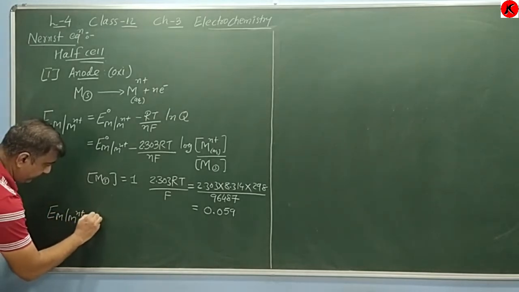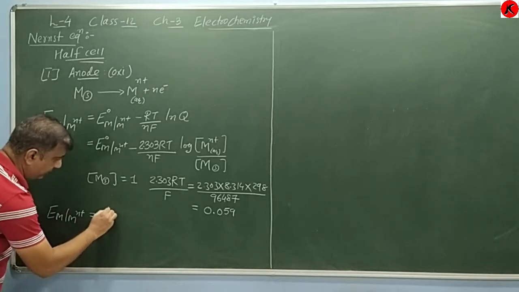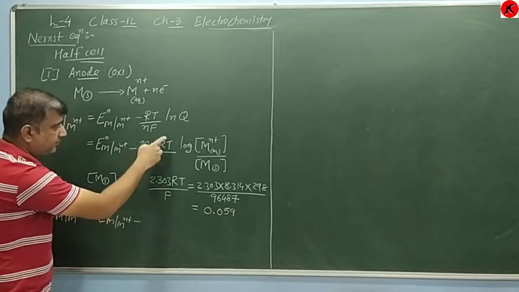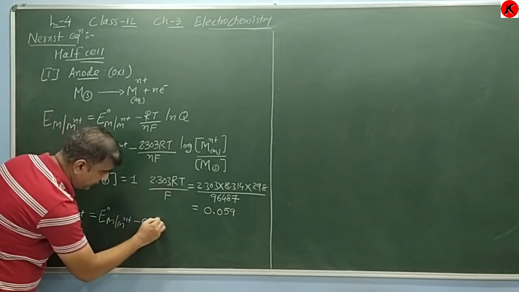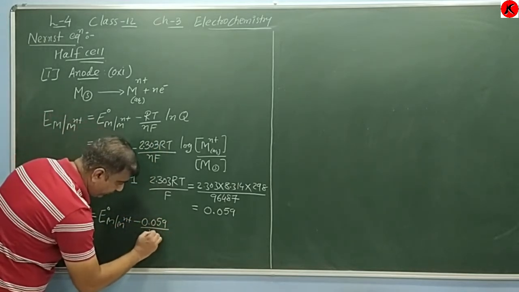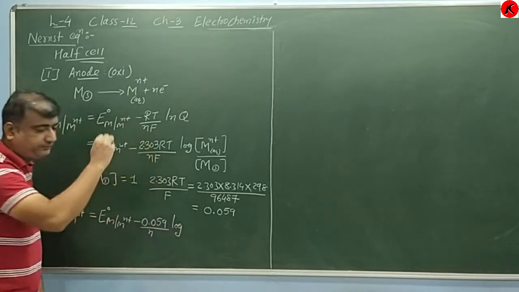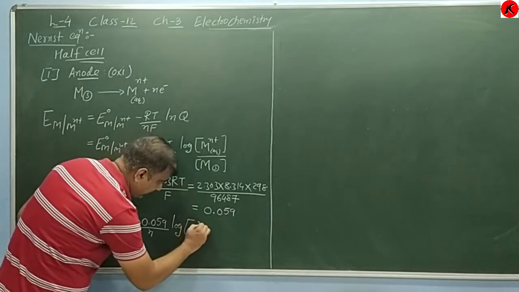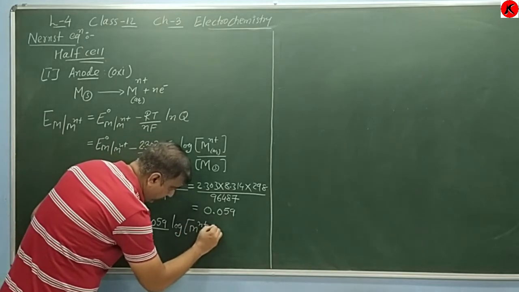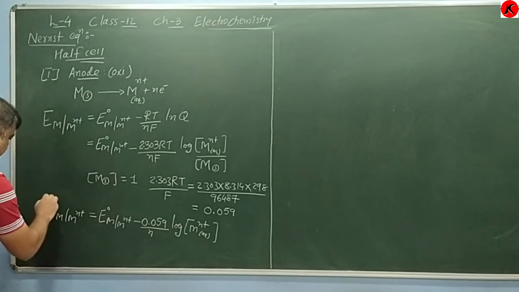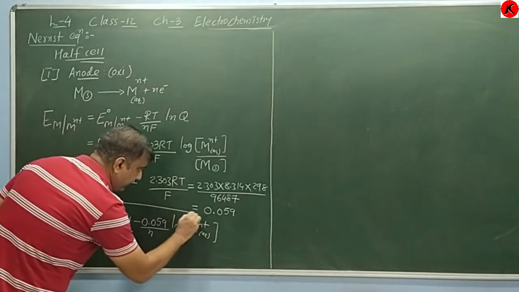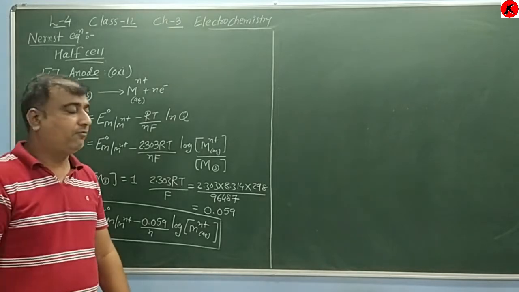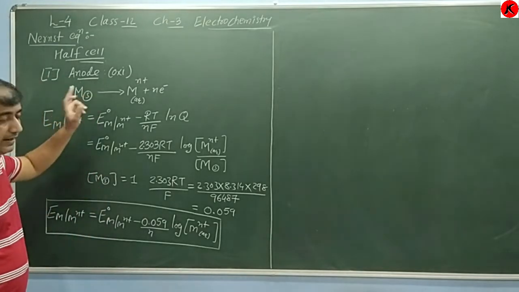So this can be written as E Mn+ equals E naught Mn+ minus 0.059 upon n log Mn+. This is the Nernst equation for a half cell. Remember, this is the Nernst equation for a half cell when it acts as an anode.